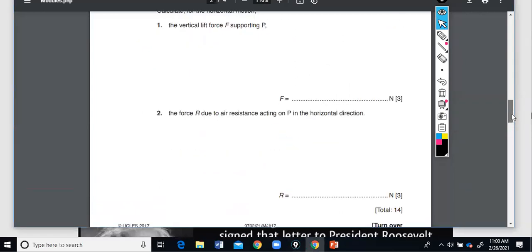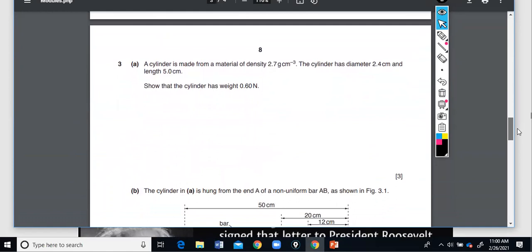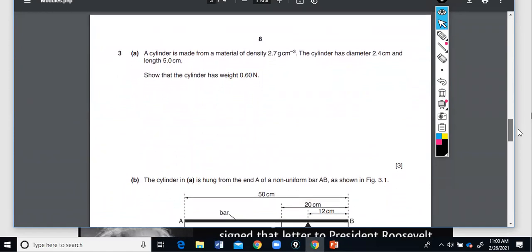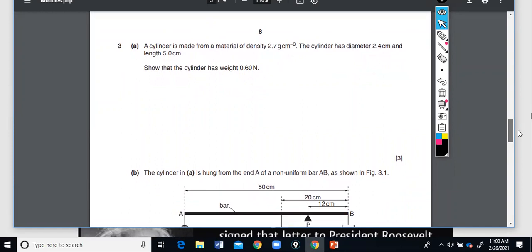And then there was question 3 rather. It says a cylinder is made from a material of a given density. The cylinder has a diameter of this and a length of that. Show that the cylinder has a weight of 0.60 newtons. All right, we've got 8 minutes left in class. Here we go.